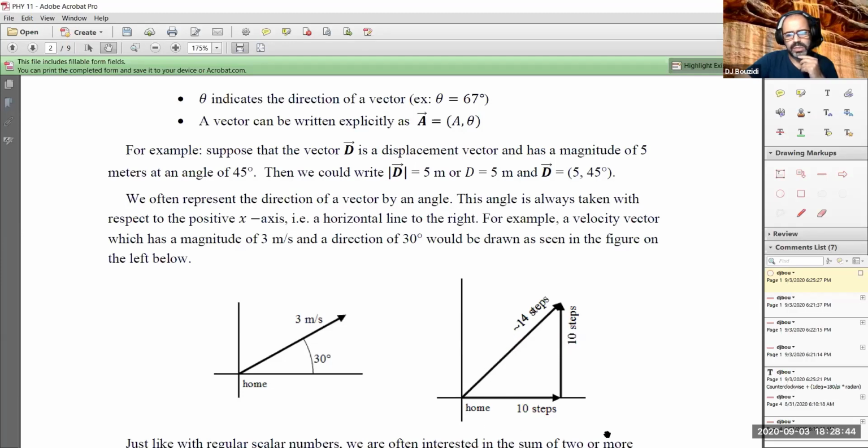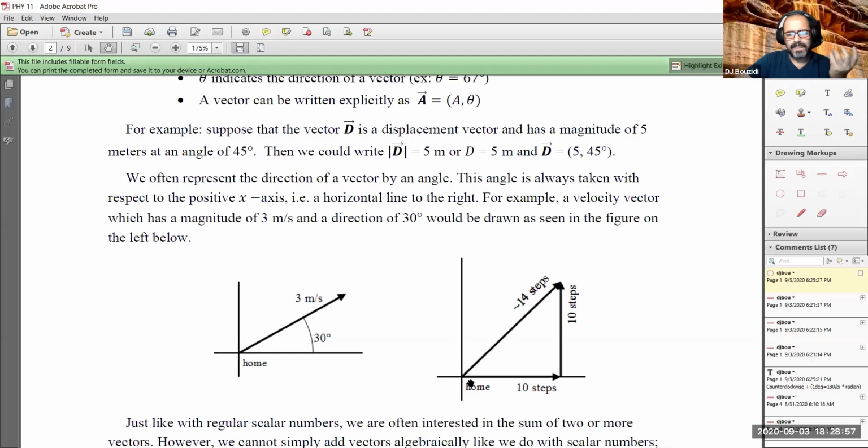Of course, somebody else can go like this. Somebody else can go with a vector like this one, and then comes back. So there are so many ways of getting to the point when it comes to space. That's why vectors are very critical. But in this example, 10 steps east followed by 10 steps north is the same thing as 14 steps going straight. And that's how you add up vectors.